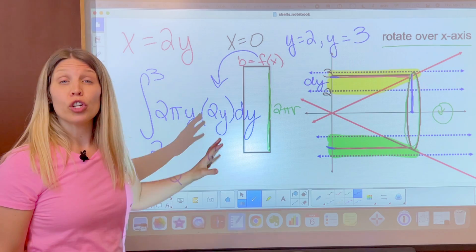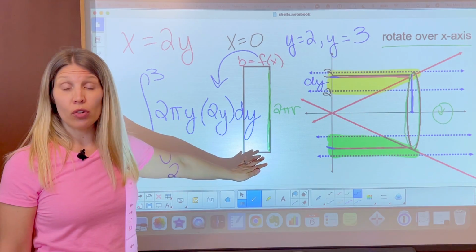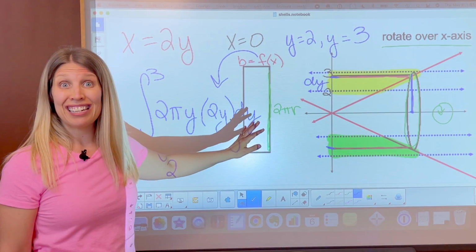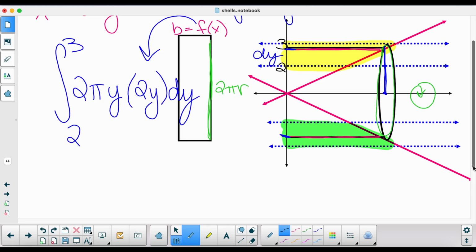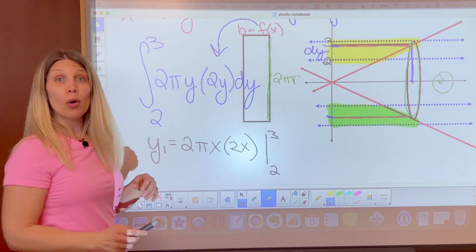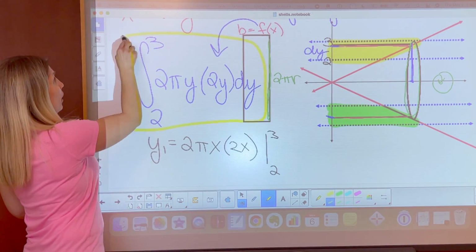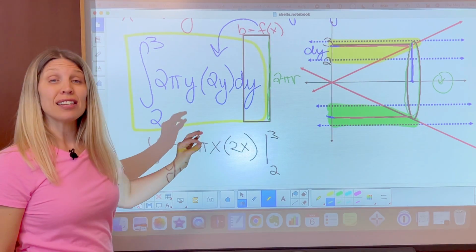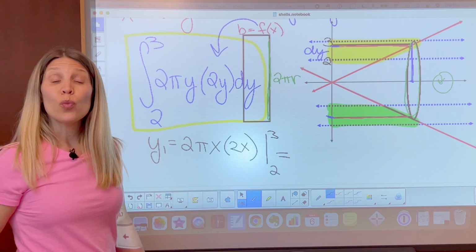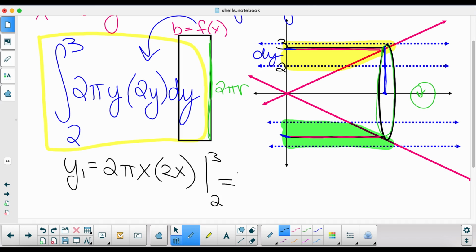Now to get the answer, you're going to put this into your y1 in your calculator, but just put the y values in as x. So let me show you. So in your calculator in y1, go ahead and put in 2 pi x, 2x, and then evaluate from 2 to 3. But what's important here is this has to be what you write down for what you're solving, since this is a dy problem. When you plug this into your calculator, you'll get 79.5867 for your answer.